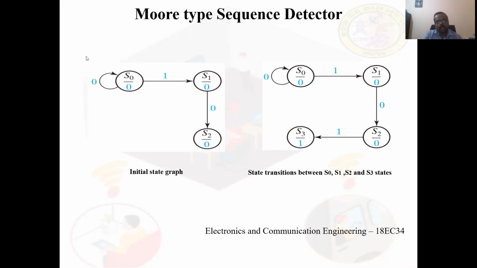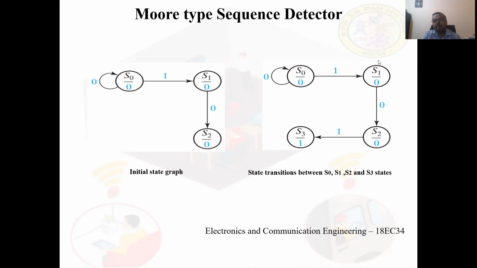We used to write the input and the output. But when it comes to the Moore model, as part of the state itself, we have written the output. We have to return the output here. For S1, we have written the output as 0. For S2, we have written it as 0.